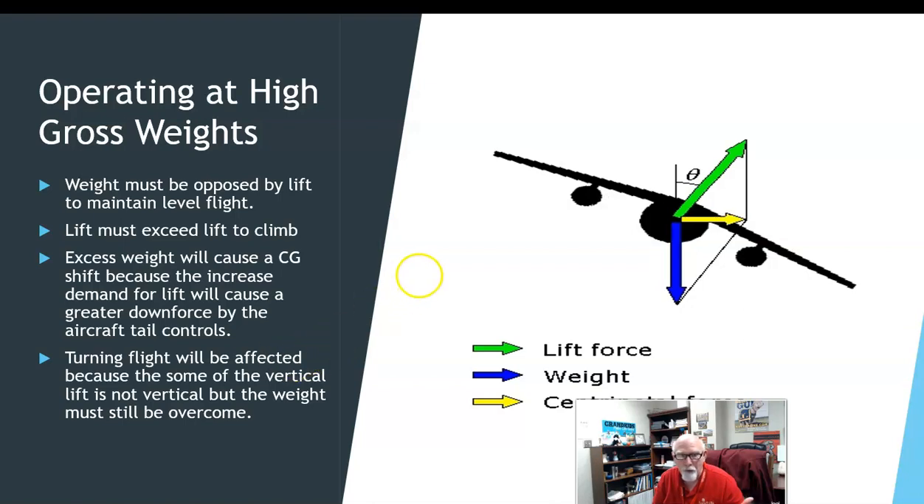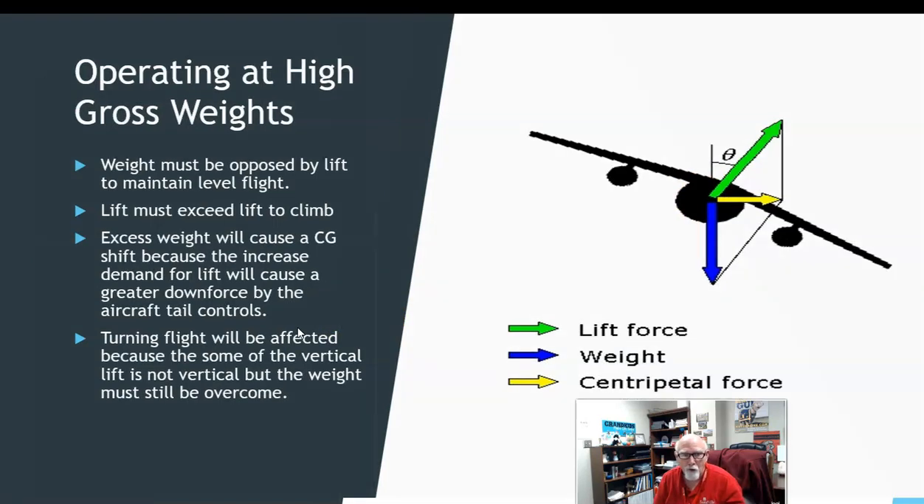Okay, operating again at high gross weights, when you do a turn, that's going to increase your stall speed. So the weight always must be opposed by the lift. And the lift must exceed the weight to establish a climb. So excess weight will cause a CG shift because the increased demand for lift will cause a greater downforce. Turning flight will be affected because some of the vertical lift is not vertical but moves sideways in this angle theta. Okay, so it's actually going to affect the CG if you're overloaded.